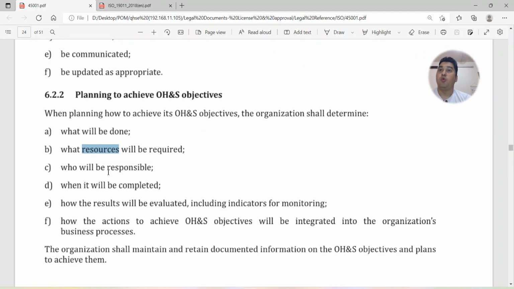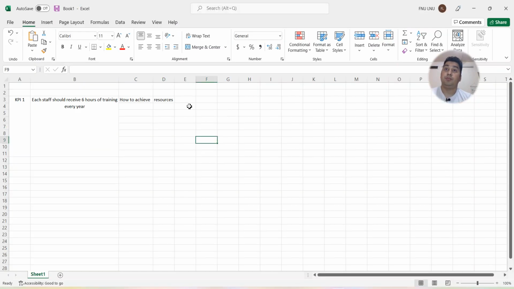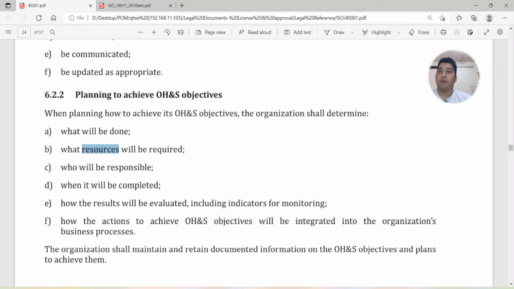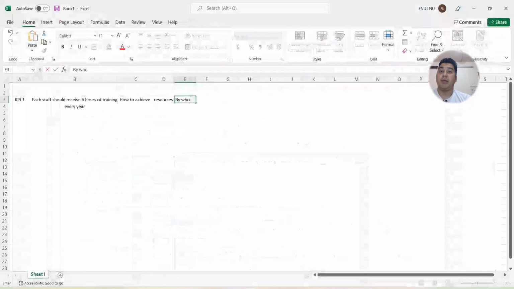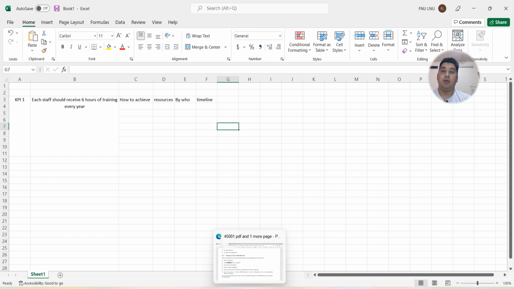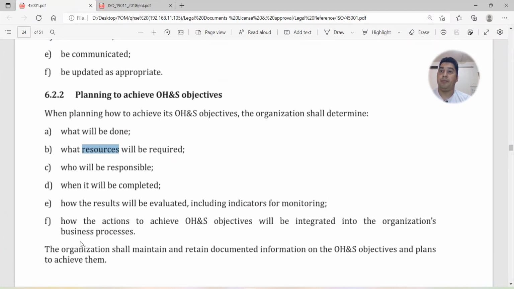Then who will be responsible? Who will monitor these KPIs? By who? You can write in your own way also. When it will be completed, status, timeline. So it is a yearly one, so you can put yearly.